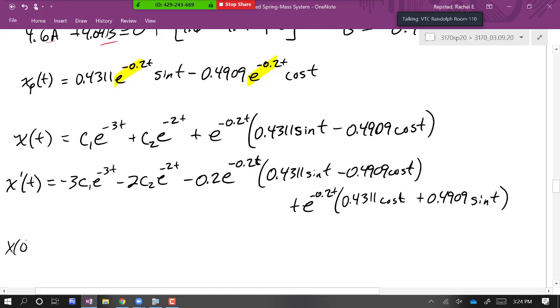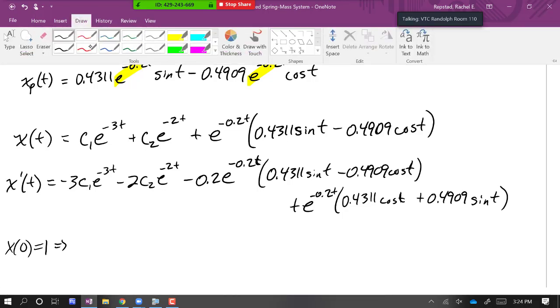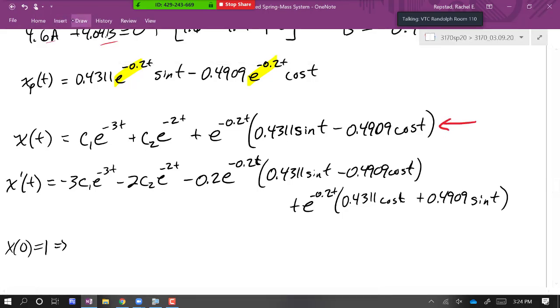X of 0 was equal to 1, I think. Yes, positive 1. So using that on this function up here, plugging in 0, boy, I'm glad it's 0 they gave us those conditions for. I feel like most of the time it's like, time is relative, so start the clock at a convenient time. Yeah.